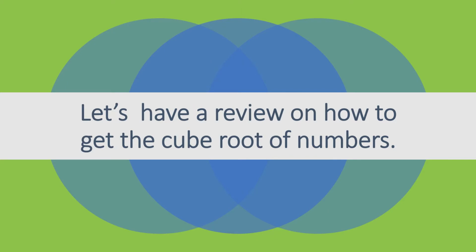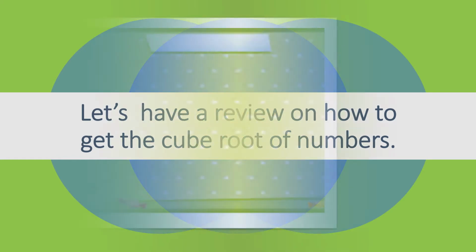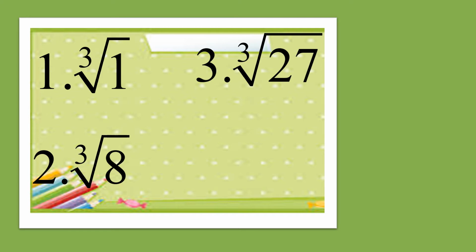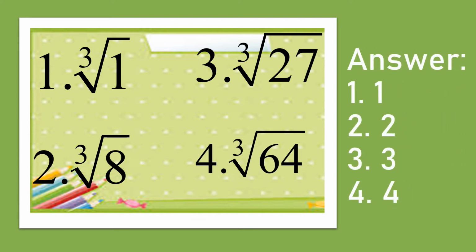Let's have a review on how to get the cube root of numbers. Cube root of 1, cube root of 8, cube root of 27, and cube root of 64. Cube root of 1 is 1, cube root of 8 is 2, cube root of 27 is 3, and cube root of 64 is 4. We derive the following answers. If you multiply this by itself thrice, you can get the product inside the radical sign.